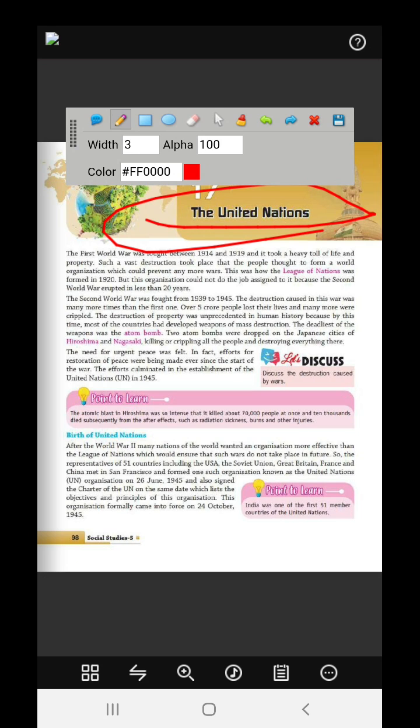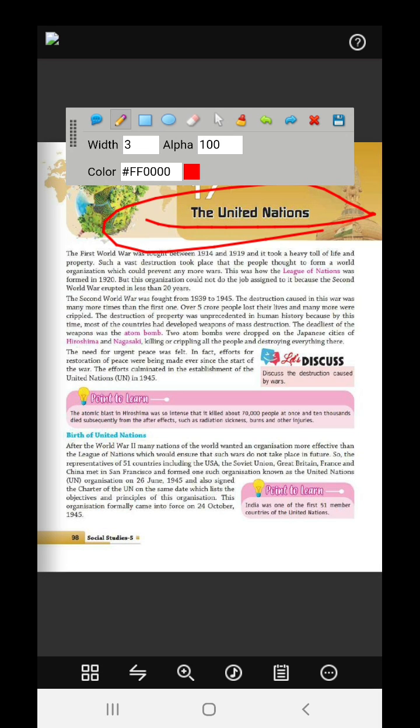It took a heavy toll of life and property. Everyone was affected. Almost the whole world was affected in such a war, World War One. Such a vast destruction took place that the people thought to form a world organization which could prevent any more wars. World War One brought a change in people's minds. They thought that we will prevent more wars because wars are bad.